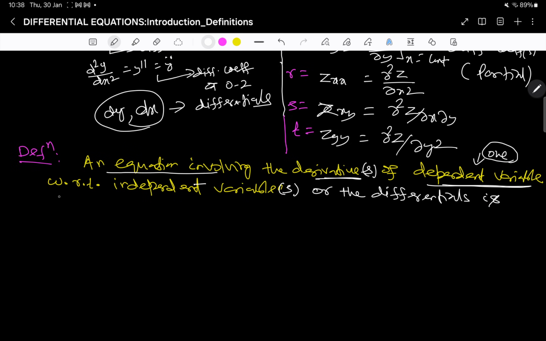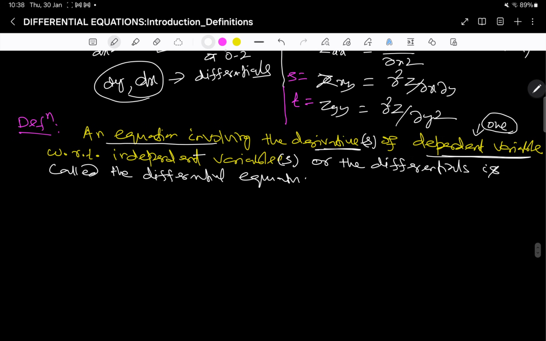is called a differential equation. It's known as the differential equation. Now these differential equations are of two types.